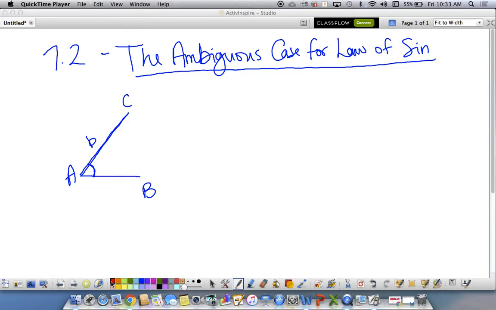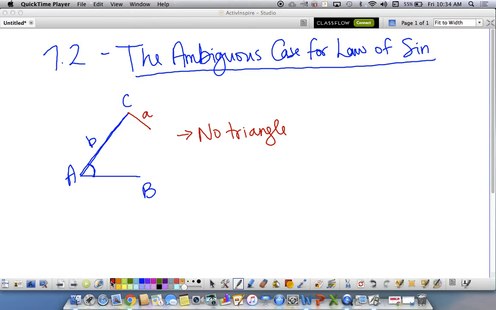Side A could simply be really short. Would that make a triangle? So this would be your side A is really short. There are no triangles possible. It would not make a triangle.